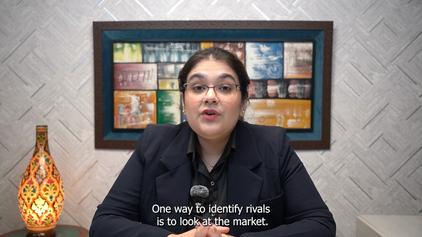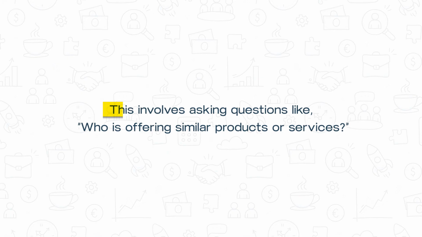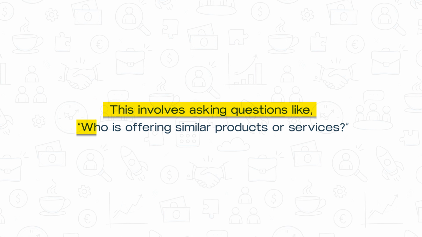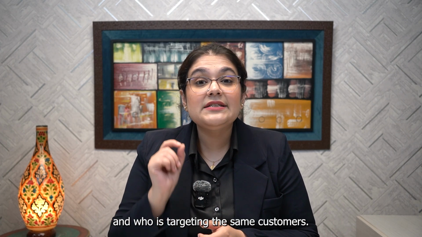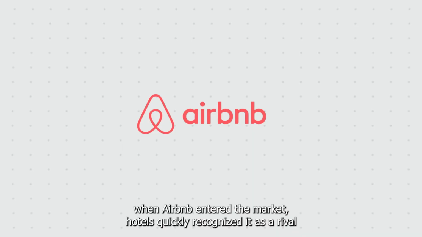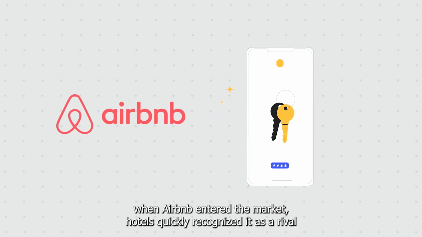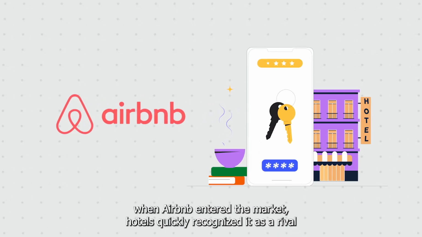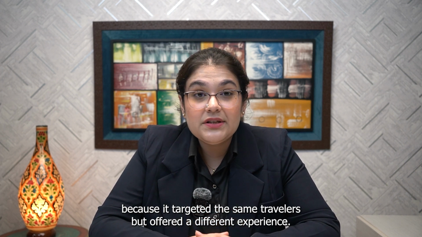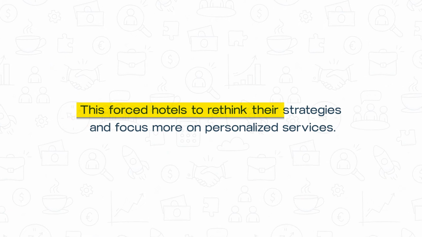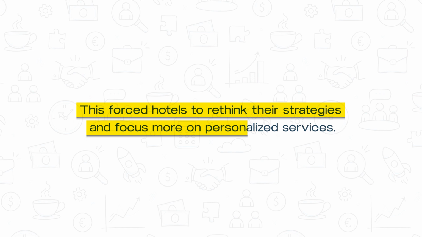One way to identify rivals is to look at the market. This involves asking questions like who is offering similar products or services and who is targeting the same customers. For instance, when Airbnb entered the market, hotels quickly recognized it as a rival because it targeted the same travelers but offered a different experience.